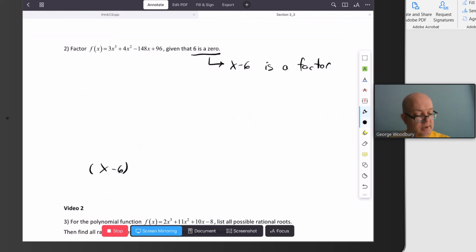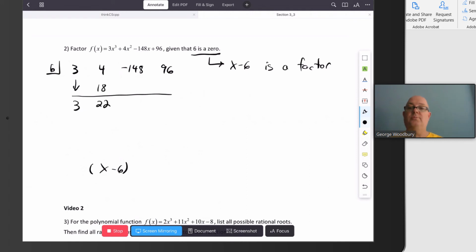So synthetic division, 6, 3 for x cubed, 4 for x squared, -148 for x, 96 for the constant term. And again, my remainder here should be 0 according to the fact that I know that x minus 6 is a factor. That 6 is a 0. Bring down the 3. 6 times 3 is 18. Total the column to get 22.